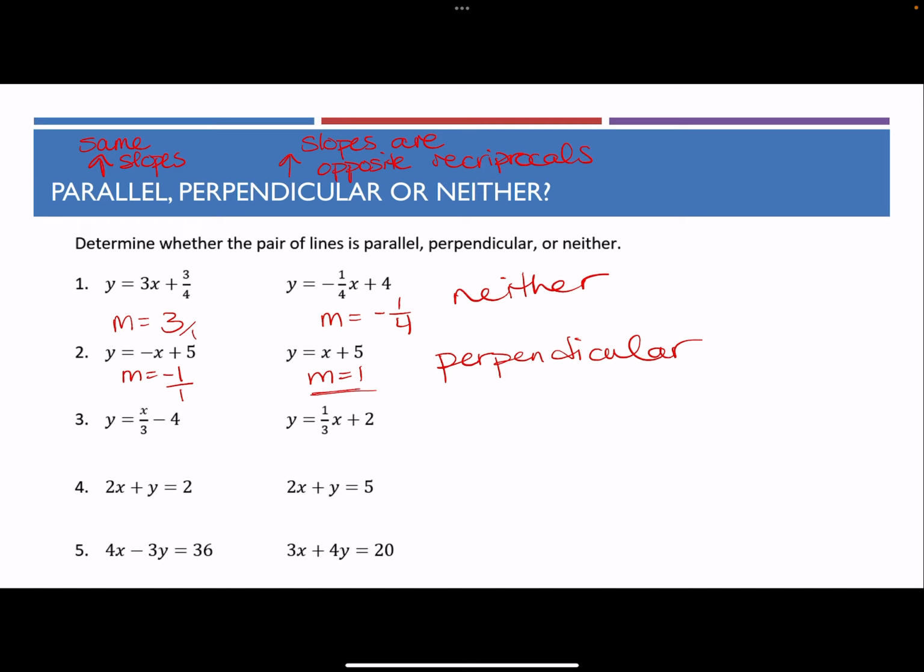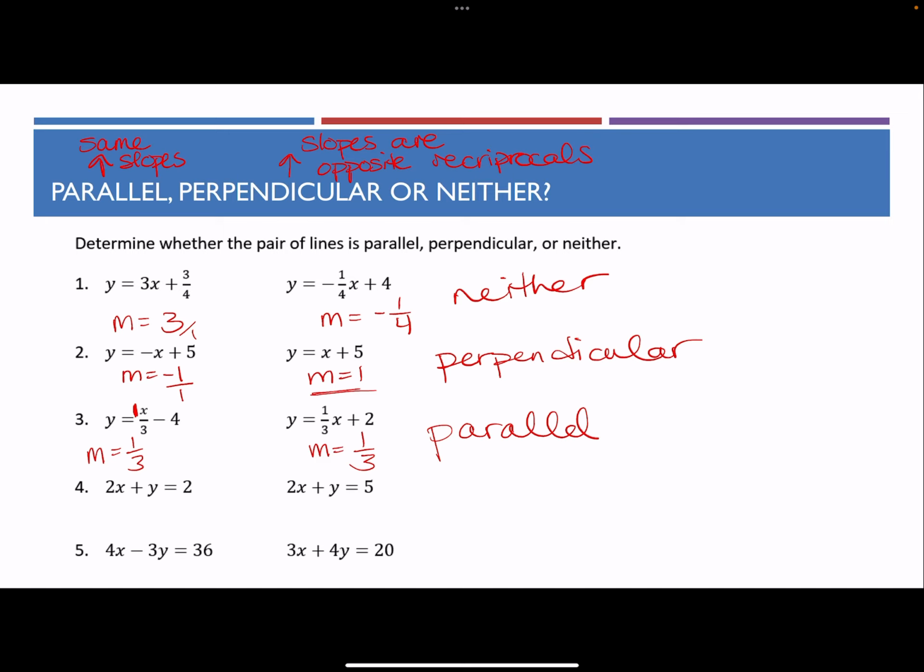Let me try number 3. So number 3, y is equal to x over 3 minus 4. You got to keep in mind, what's the number in front of x always? There's an invisible 1 there, right? So this slope is 1/3. The second equation, the slope is also 1/3, right? If the slopes are both 1/3, they're the same. So if the slopes are the same, that tells me the lines are parallel.